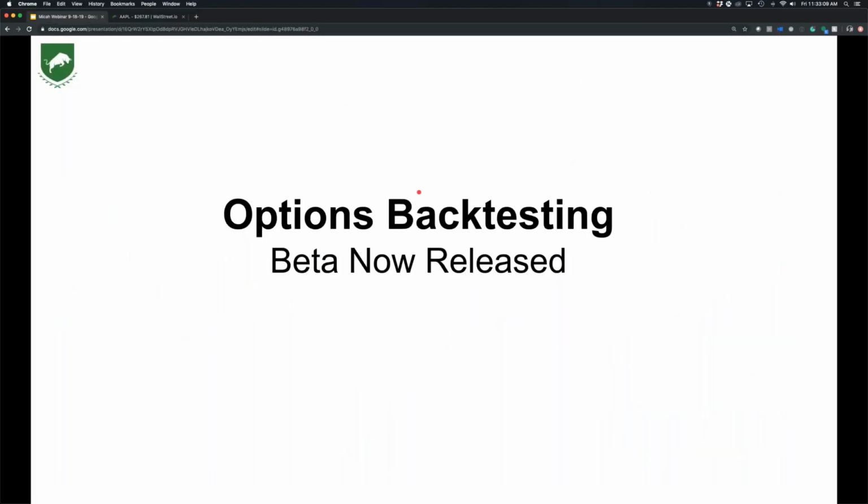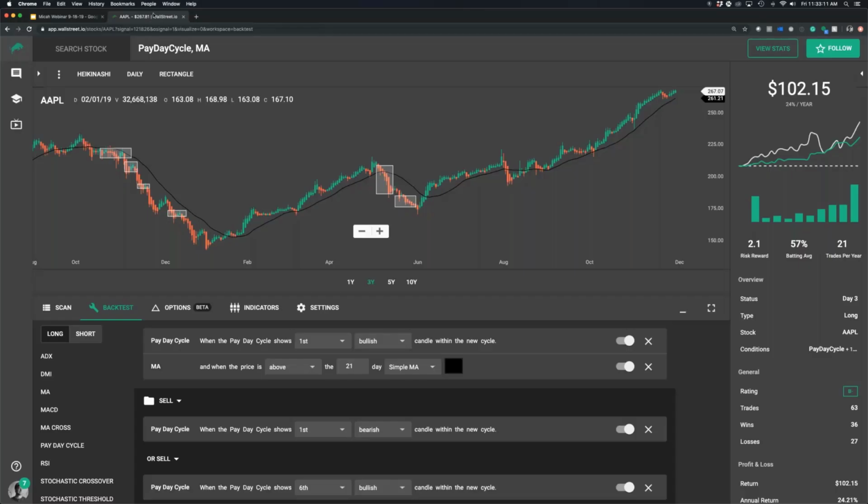So options backtesting, beta now released. So what does that mean? We've been secretly working on a really big project this year that we're really excited about. And there's a couple options backtesters out there. We believe that we actually just leapfrogged all of them with our tool.